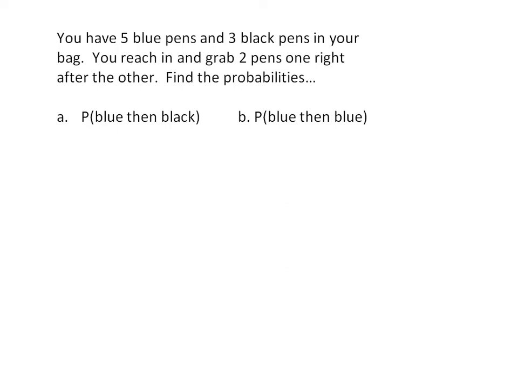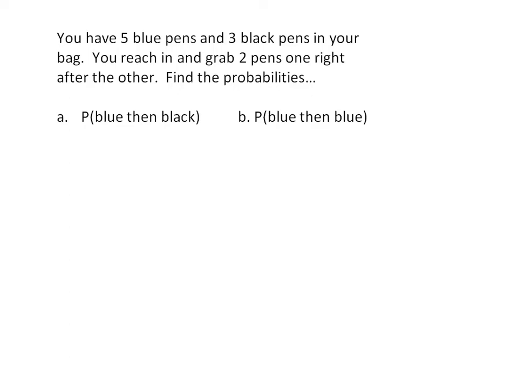So what I want you to notice here is since we're grabbing one pen and then we're grabbing another one without returning the first pen to the bag, these are now dependent events. And you need to pay attention to that when you're doing your second probability. It's not that important in the first one, but the second one. All right? So what's the probability of getting a blue pen and then a black pen?